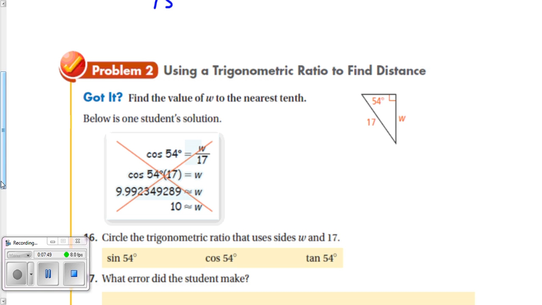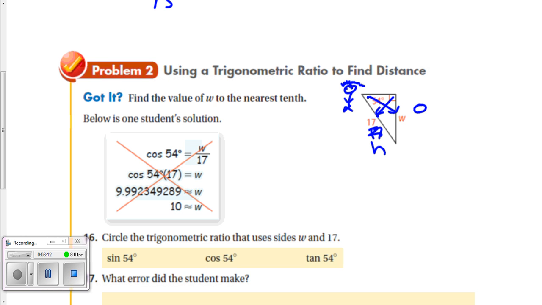So taking a look from my diagram, here's the measure of angle 54, this angle right here. So draw your person. All right, so from there, what sides are we given? Well, the W is my opposite. The 17 is my hypotenuse. So I'm given opposite and hypotenuse.